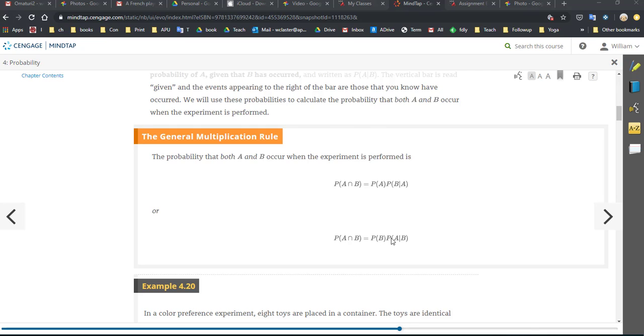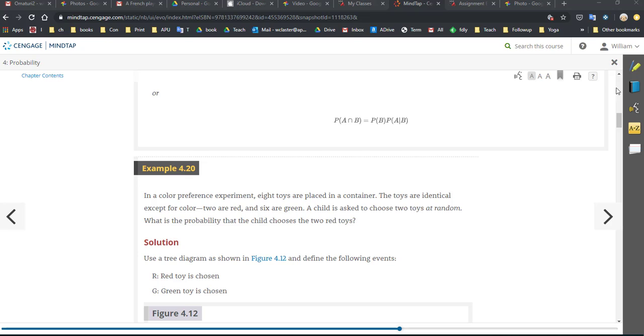Okay, let's see this example. So they talk about a color preference experiment. 8 toys are placed in a container. The toys are identical except for color. 2 are red and 6 are green. A child is asked to choose 2 toys at random. What is the probability that the child chooses the 2 red toys?